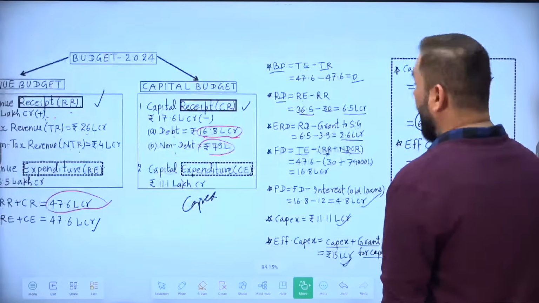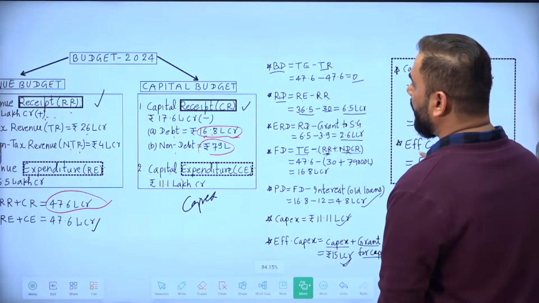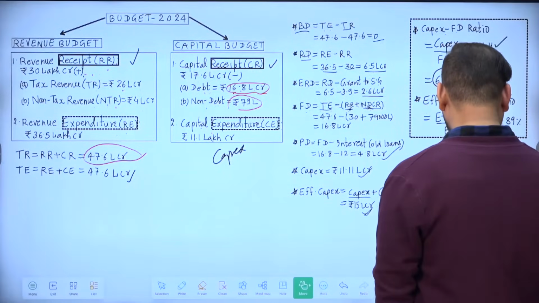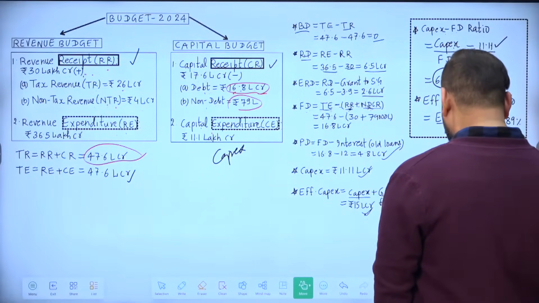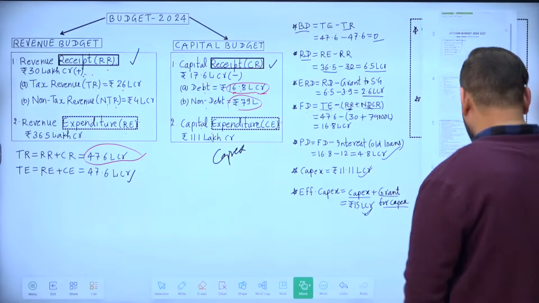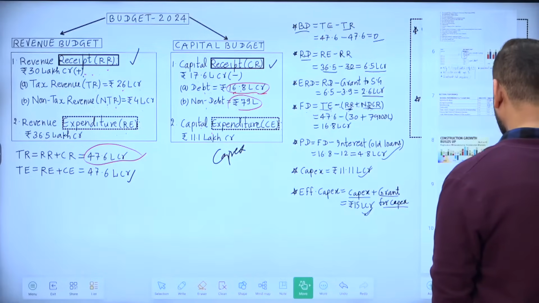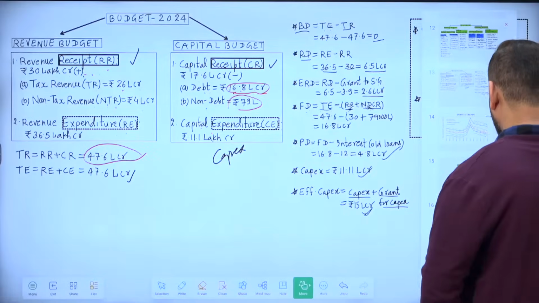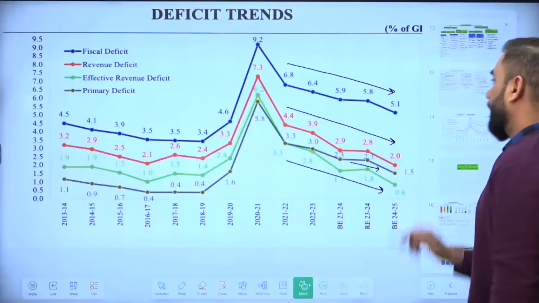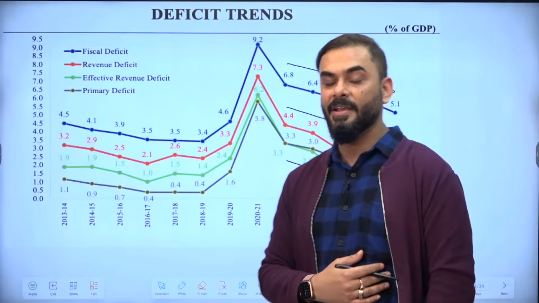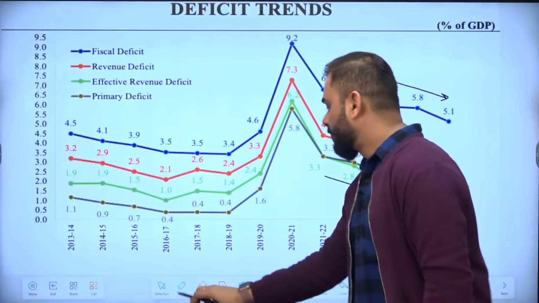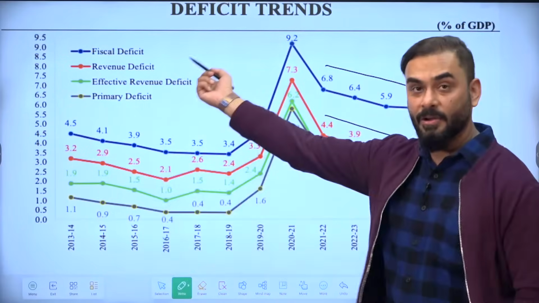So at this point of time, don't you feel that we should have a look at the capex, the capital expenditure of the government of India? Let me show you the capital expenditure. Before that, you can have a look at this trend. This is given in the interim budget. Let me show you this very basic. We have done all the calculations, right?